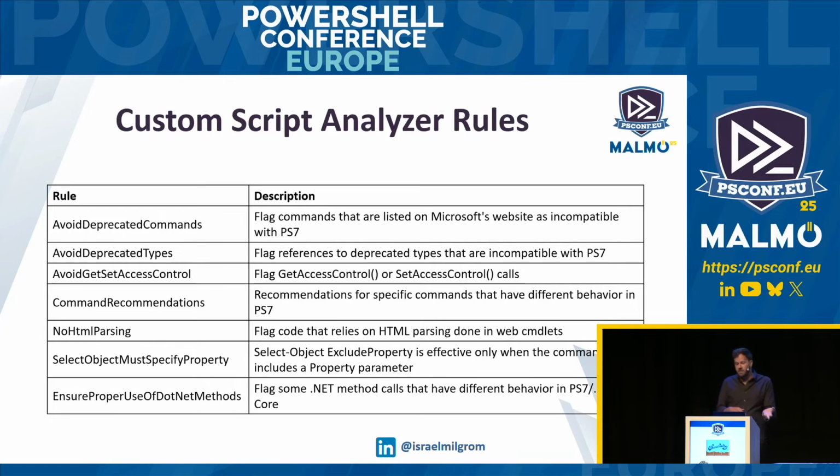And then there is also HTML parsing, because now PowerShell 7 doesn't use the Internet Explorer engine, so it can't actually process HTML files. So it does some heuristics to identify that. Select-Object is a very particular one in PowerShell 7. If you specify exclude property and you don't also specify property star, it will just not return anything. And then the last one talks about some .NET methods that will change in behavior.